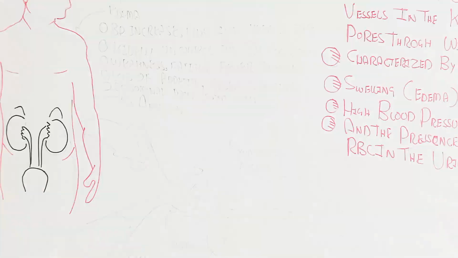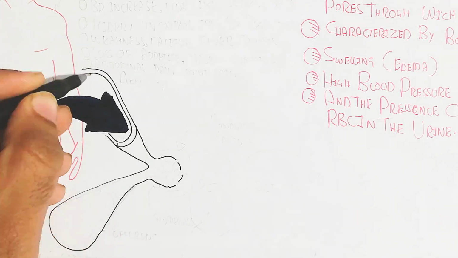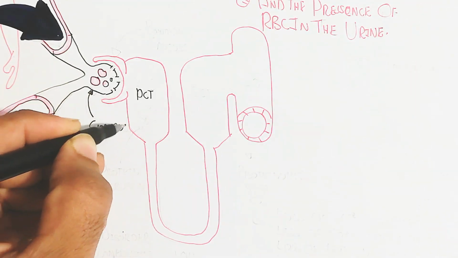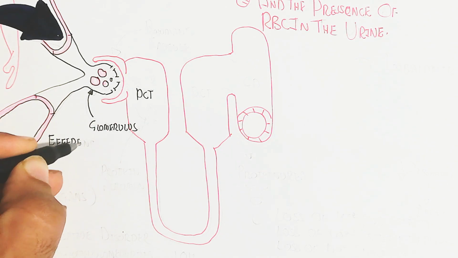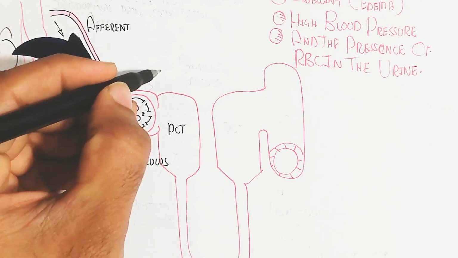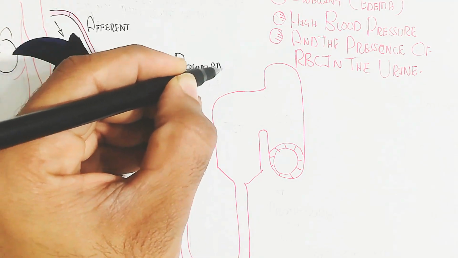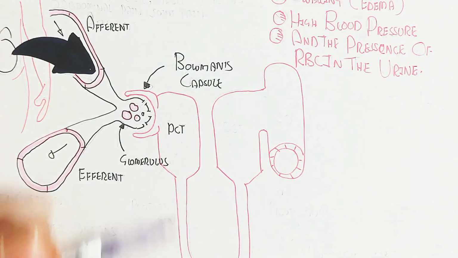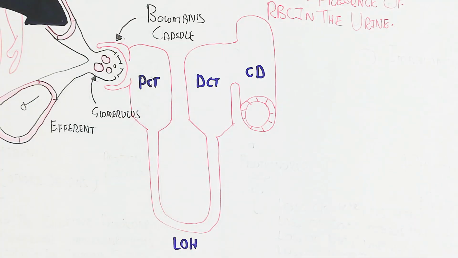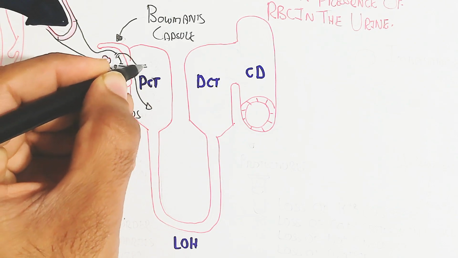Glomerular nephritis is named so because the glomerulus is involved. This is the glomerulus and this is the Bowman capsule, proximal convoluted tubule, loop of Henle and distal convoluted tubule to the collecting duct. This is the afferent arteriole, which goes toward the glomerulus, while the efferent arteriole carries blood away from the glomerulus.